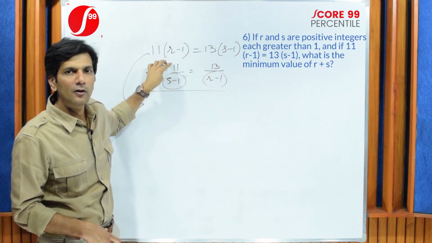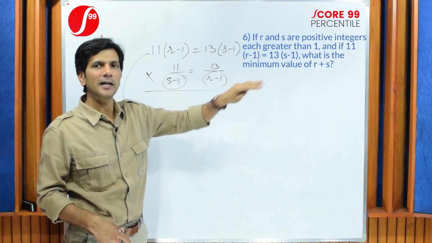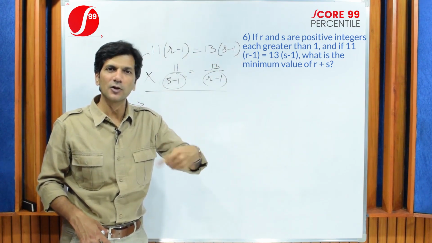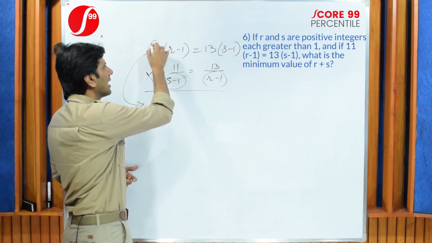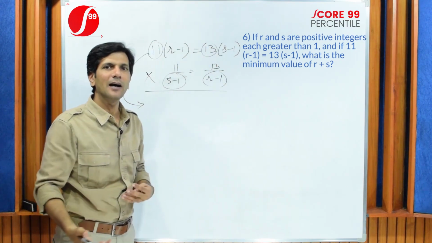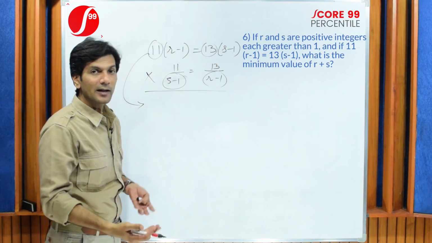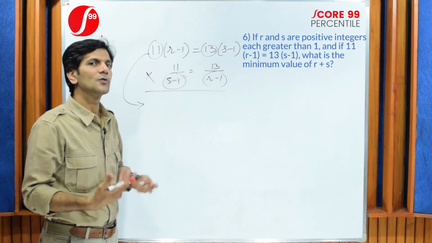So a multiple of 11 on the left hand side equals a multiple of 13 on the right hand side. That should be a first observation that you make. Moreover, 11 and 13 both are primes. Automatically they are co-primes to each other. Now how do we use that information?